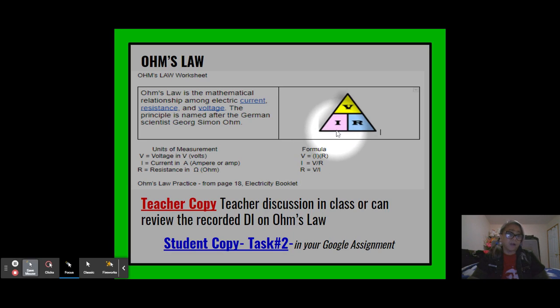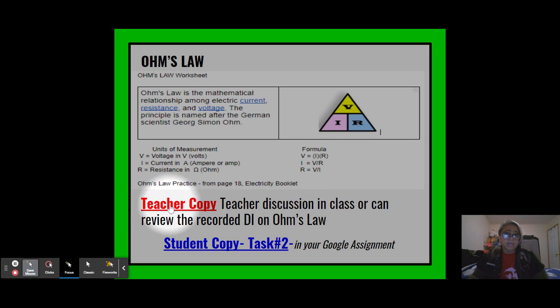Now, if you're looking for I, cover up letter I there, and you're left with V in the numerator and R in the denominator. So that is now V divided by R. And if you're interested in getting the R, cover R again, you're left with V in the numerator and I in the denominator, which gives you this formula: R is equal to V divided by I.